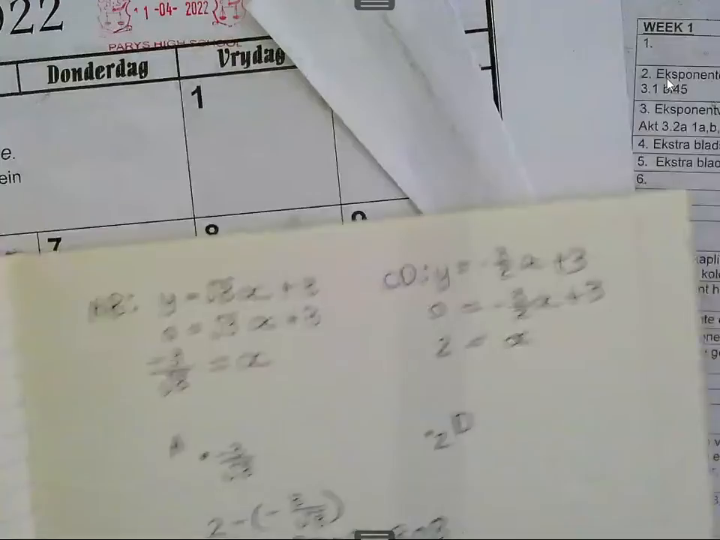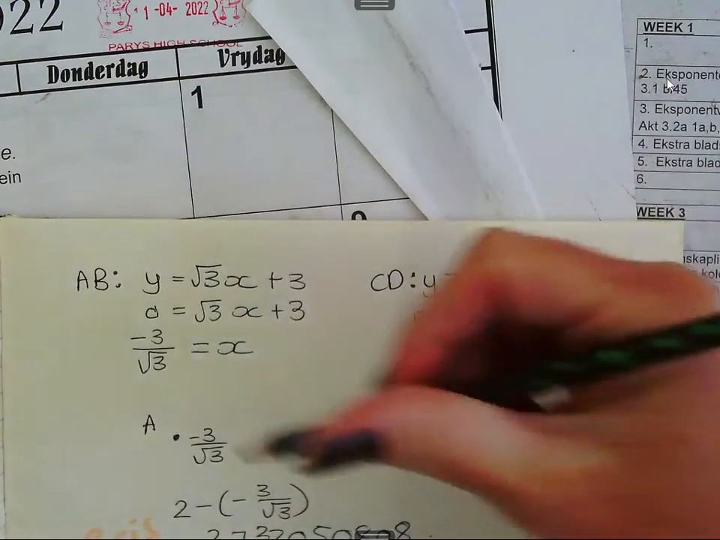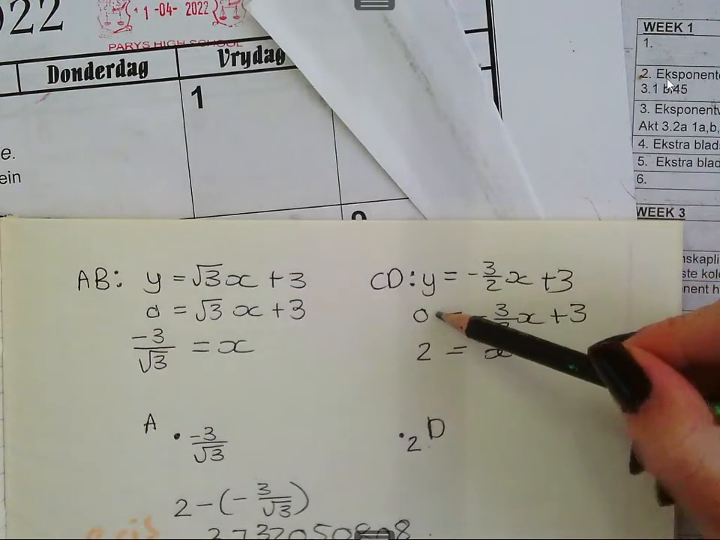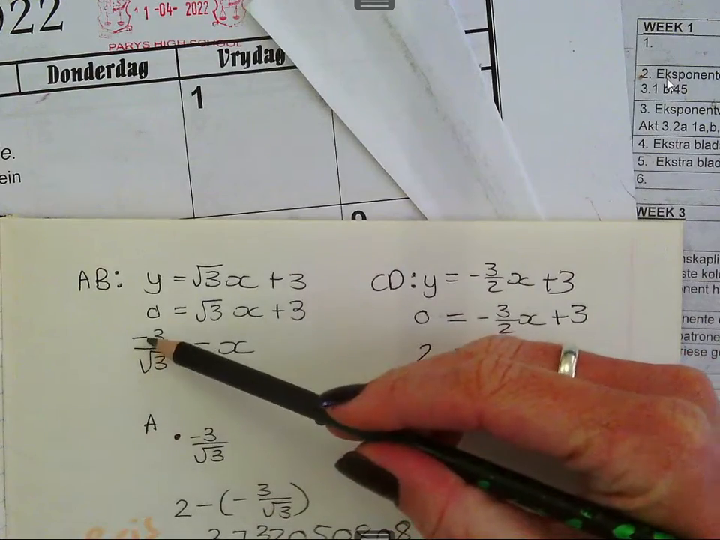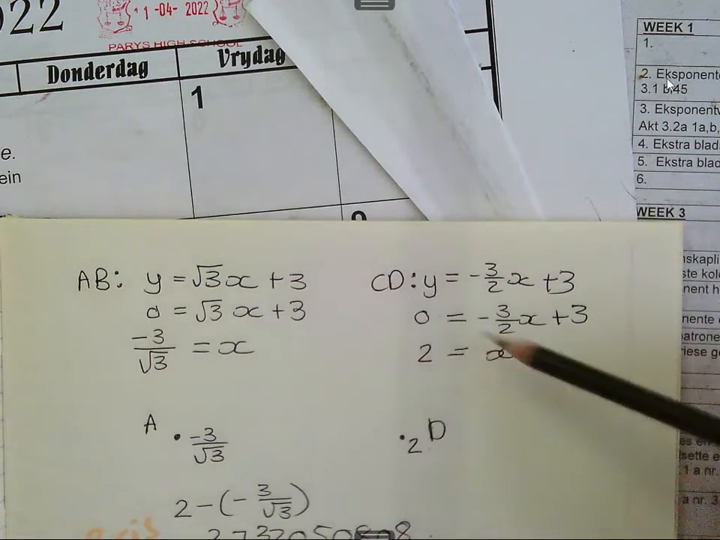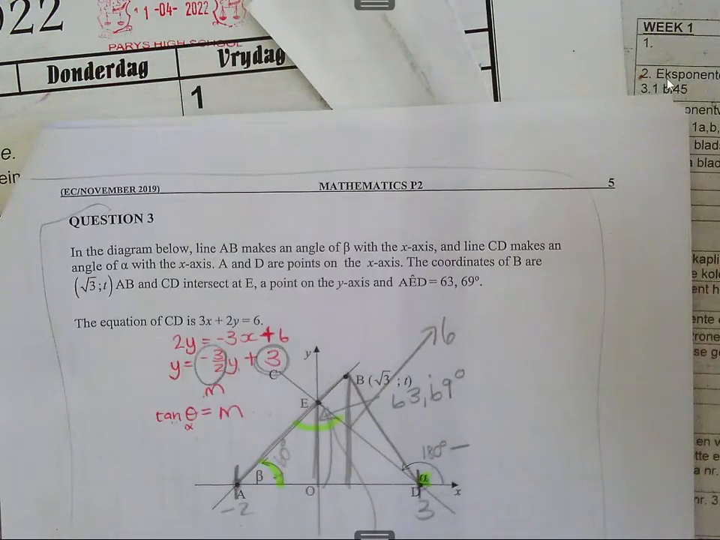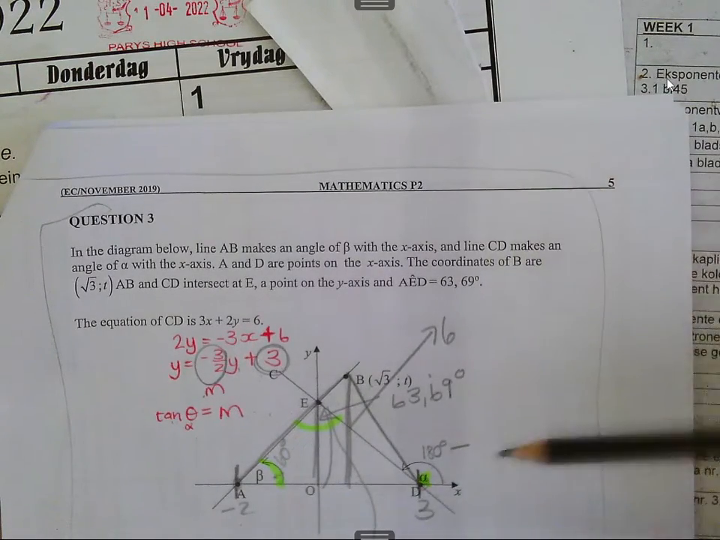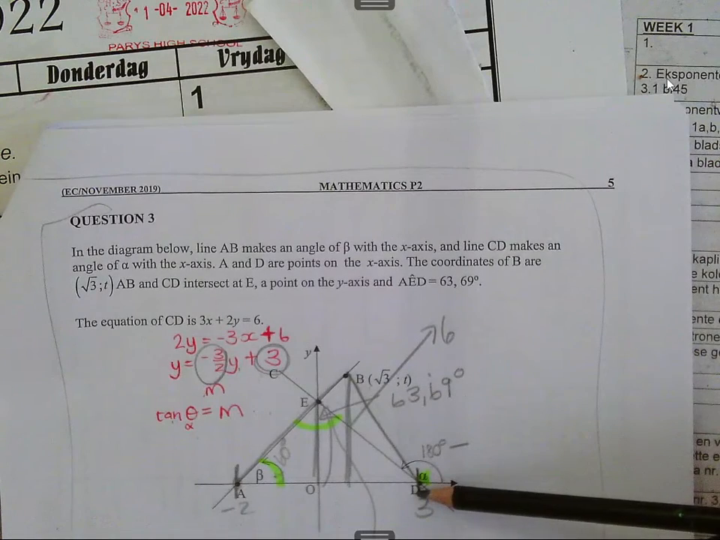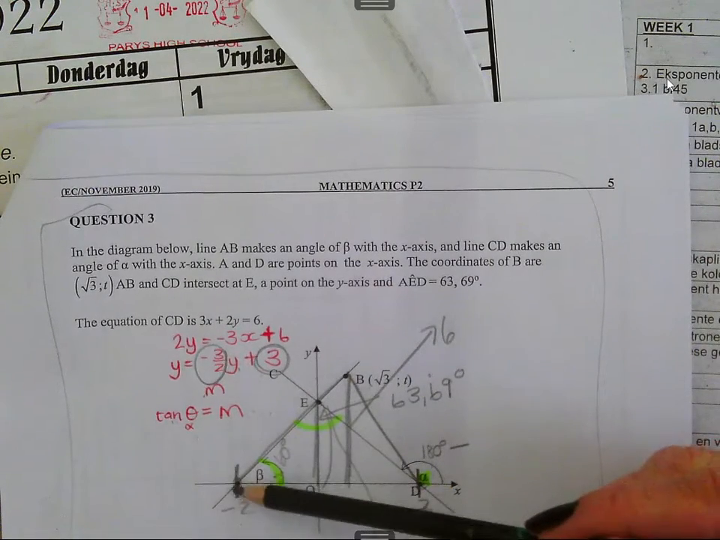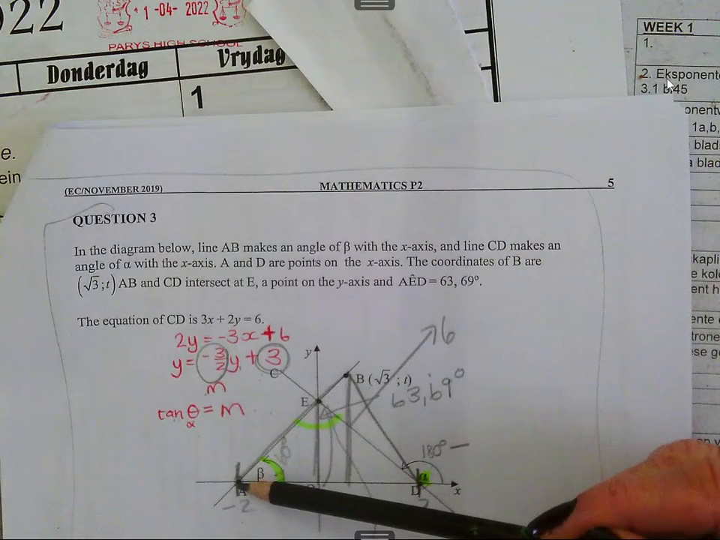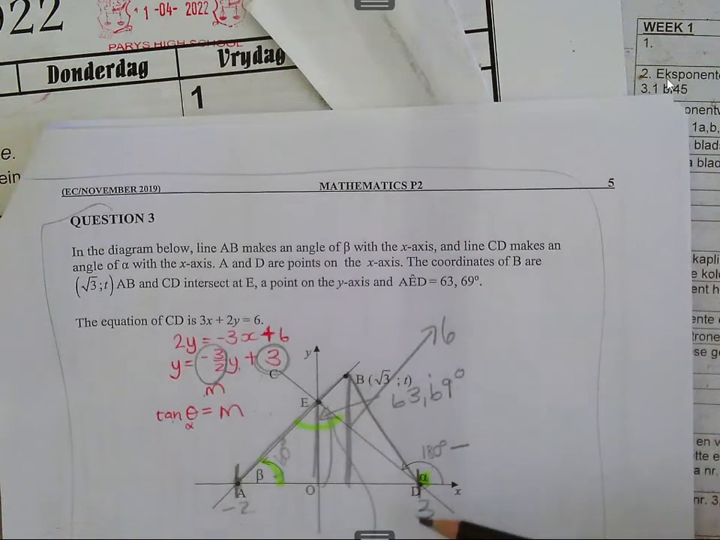So what I did is I made y 0 in both of the two equations. Then I found the x to be negative 3 over root 3, and I found the x to be 2. Now before we do the rest of the calculation, because that can be quite confusing, I just want to know, do you all understand the plan? Do you understand why I'm getting that value, and how? Yes. So if that was 3 and that was negative 2, we would just say 3 minus negative 2, we would know it's 5.